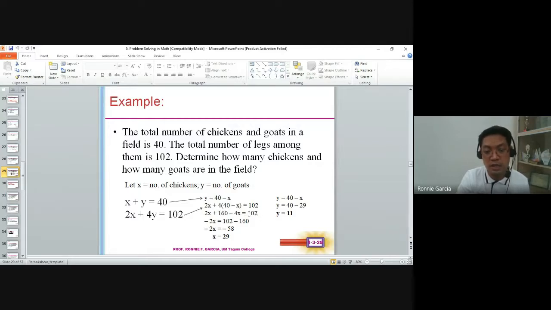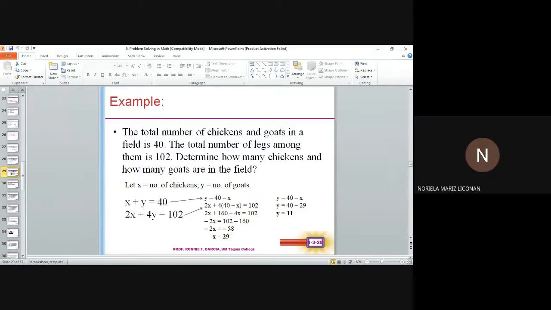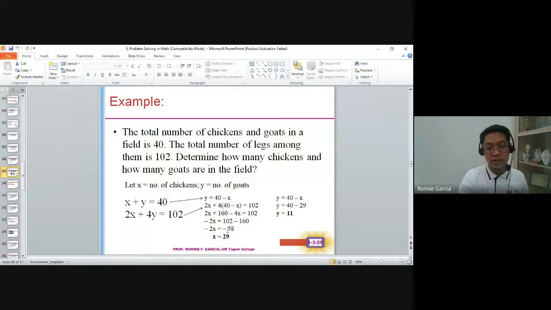So mo-cross na siya sa equation, ma-change na ang iyahang sign from plus, mahimo siyang minus 160. Using your calculator, what is 102 minus 160? Negative 58. Negative siya kay mas dako man ang 160 sa 102. So karon nakuha nato negative 2x is equal to negative 58. To get the value of x, divide both sides by negative 2.